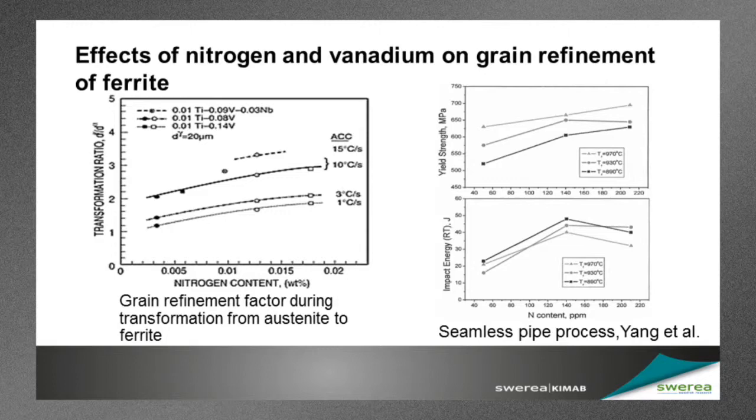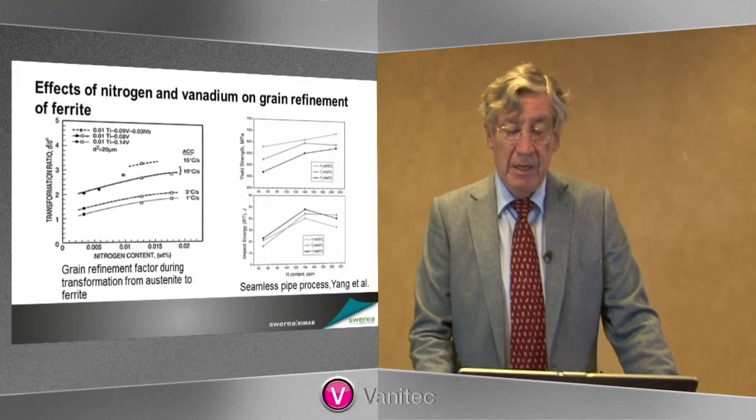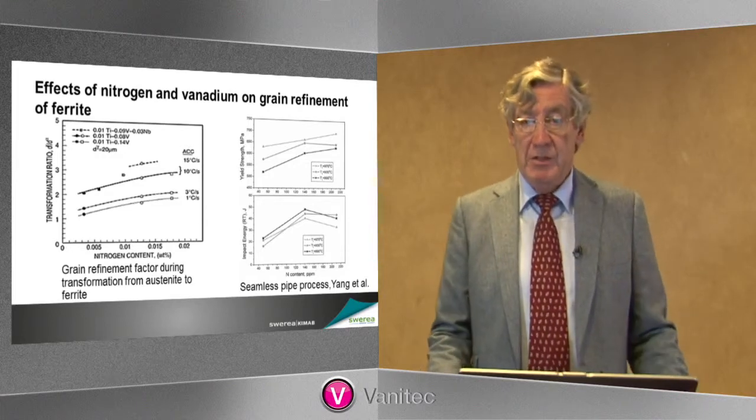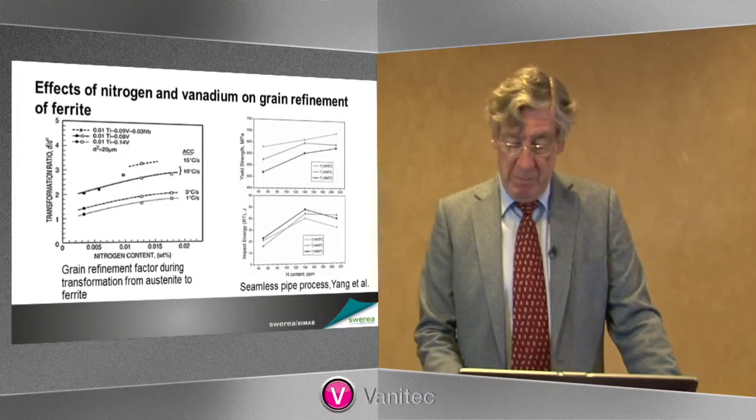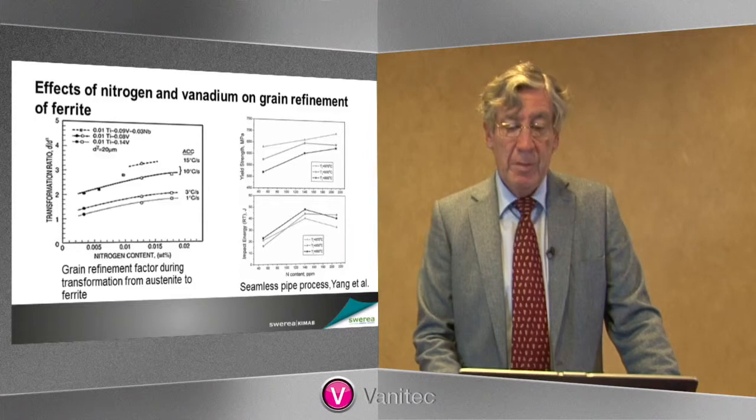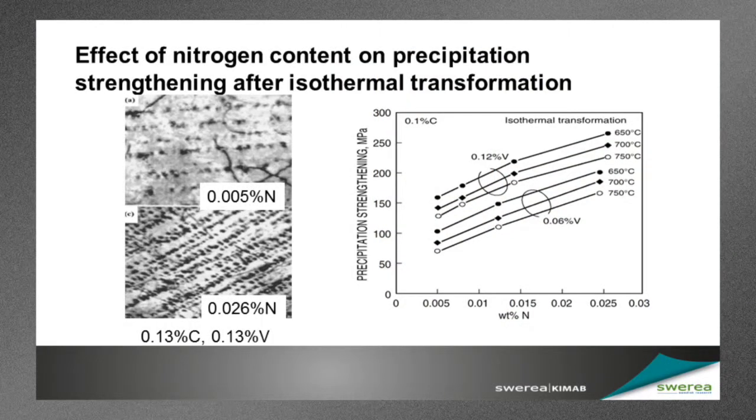We're getting a grain refinement, which is improving toughness. We're getting a precipitation strengthening, which is increasing strength. And we want to keep these in some sort of balance so that we don't prejudice the overall properties of the steel. How does the nitrogen affect the precipitation strengthening?